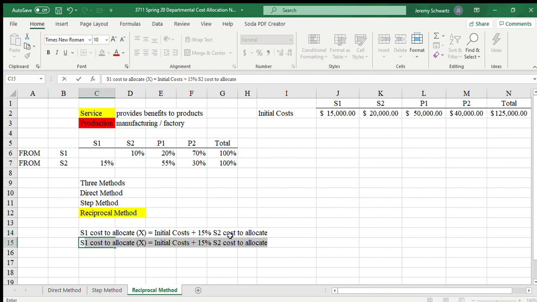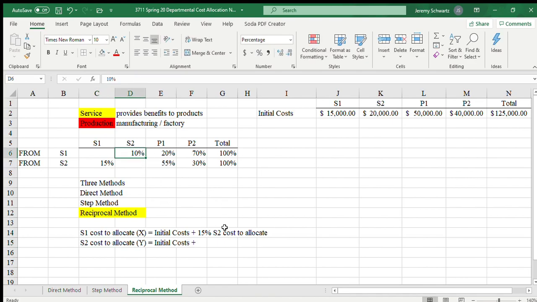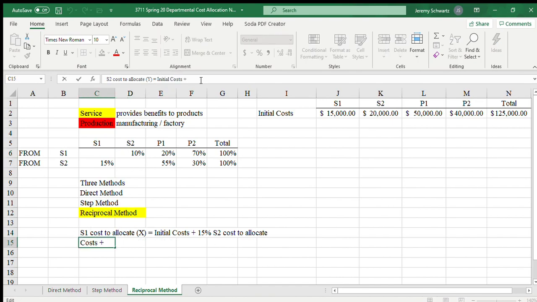Now similarly, S2 cost to allocate, we might call that Y, would be its initial costs plus, in this case, 10%. So 10% of S1 cost to allocate.